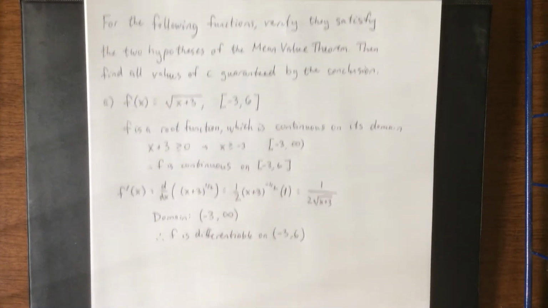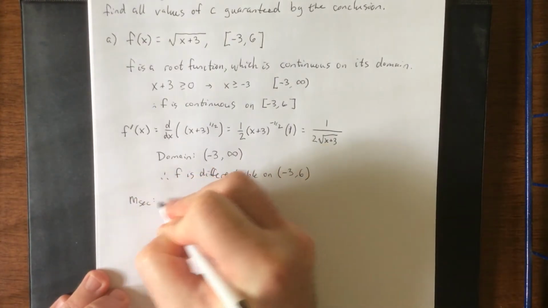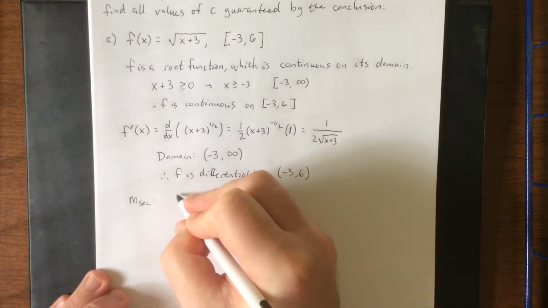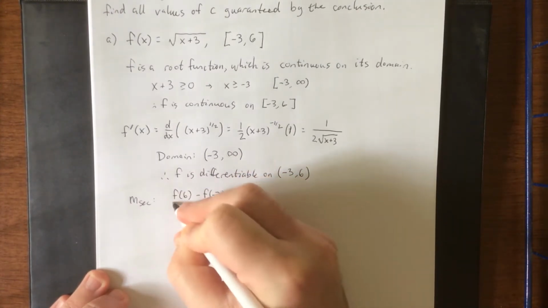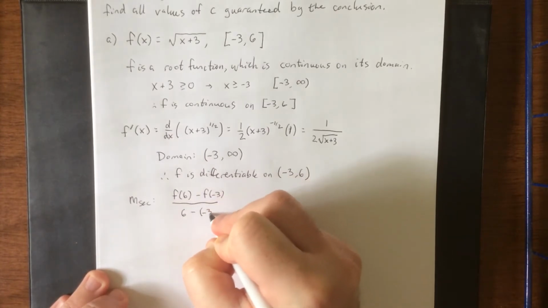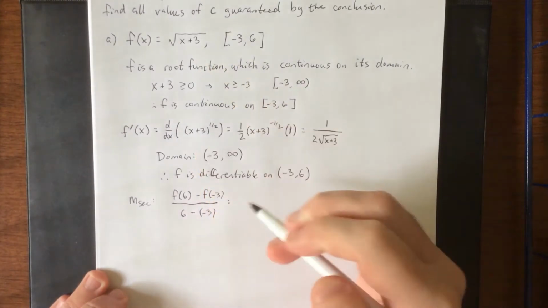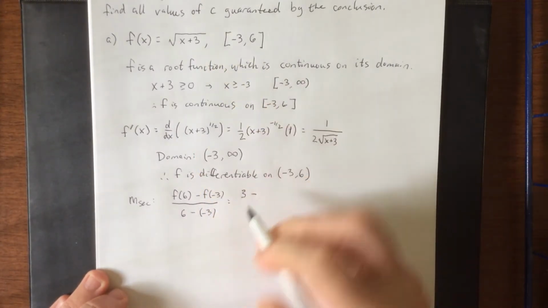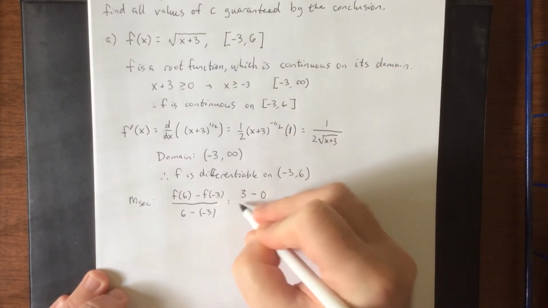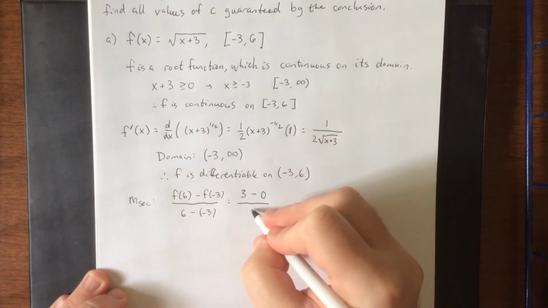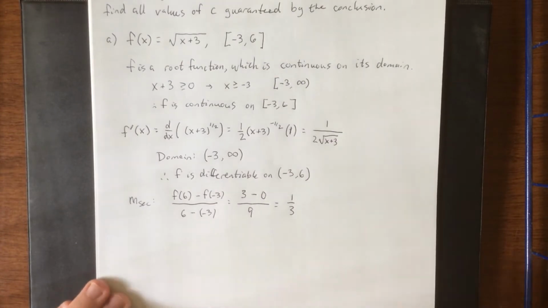Now that we've gotten both of those, we'll also need the slope of a secant line joining those 2 points. So that'll be f of 6 minus f of -3 all over 6 minus -3. Plugging 6 into the original function, we get the square root of 9. Square root of 9 is 3. Plugging -3 back into the original function, we get 0. Additionally, 6 minus -3 in the denominator is 9. Therefore, the slope of the secant line is going to be 1/3.